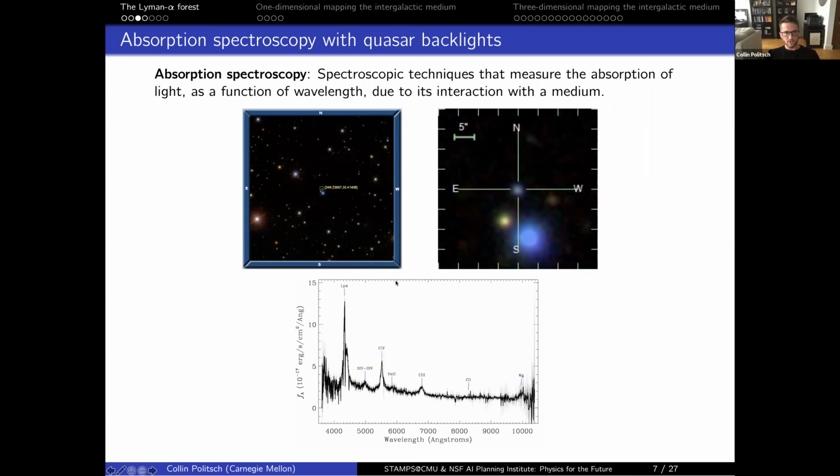The top two plots are just some photometry, and so we see this very faint light source in the sky at some particular celestial coordinates, and we zoom in on it here. A priori, really, we have no idea what this is. We have some techniques for figuring that out, though.